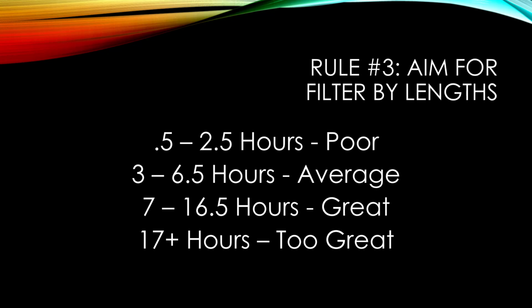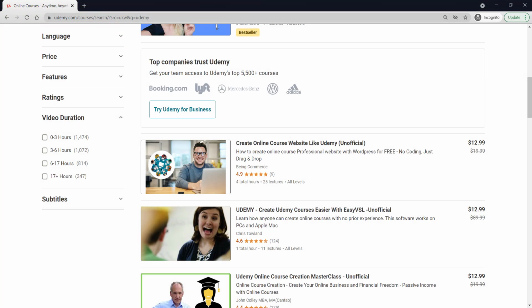Show me courses that are at least 3 hours long, all the way up to 6.5, and I consider that kind of average. 7 hours to 16.5 is great if you can get into that range. That's going to make you really rank well in search results. 17 plus is too great. I'm sorry, that's just too long. You don't want to record 17 plus hour courses. Trust me.